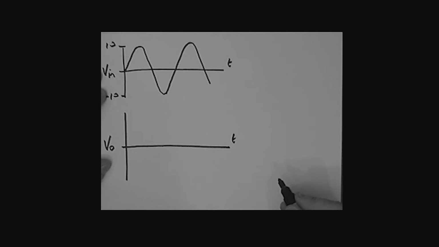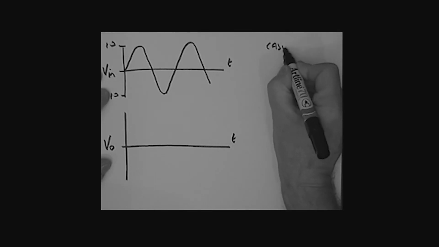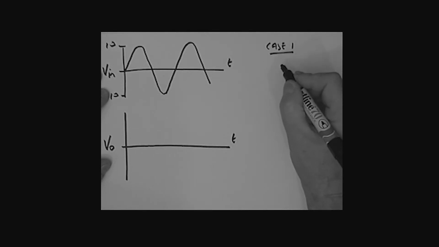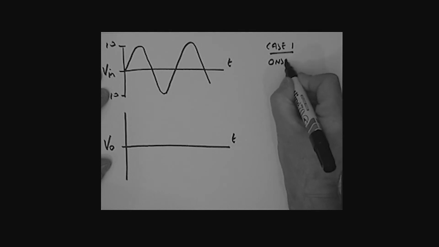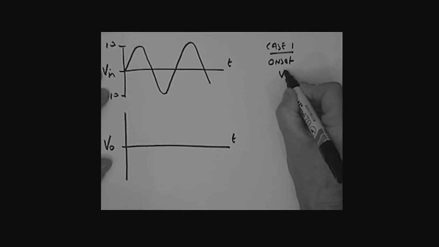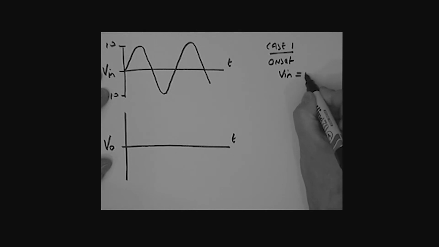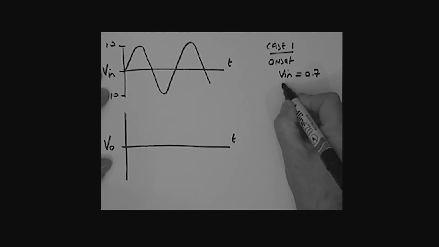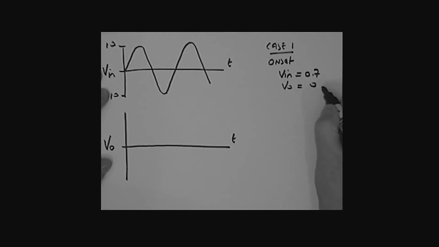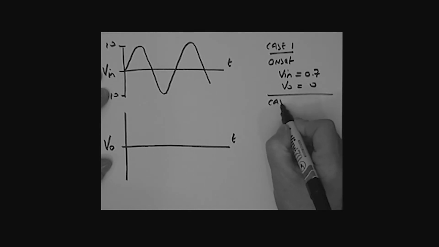Once again, let's put in our 3 cases. Case number 1, what was case number 1? Onset of conduction. V in had to be brought to a value of 0.7. And of course, the output voltage was what? 0 for that case.